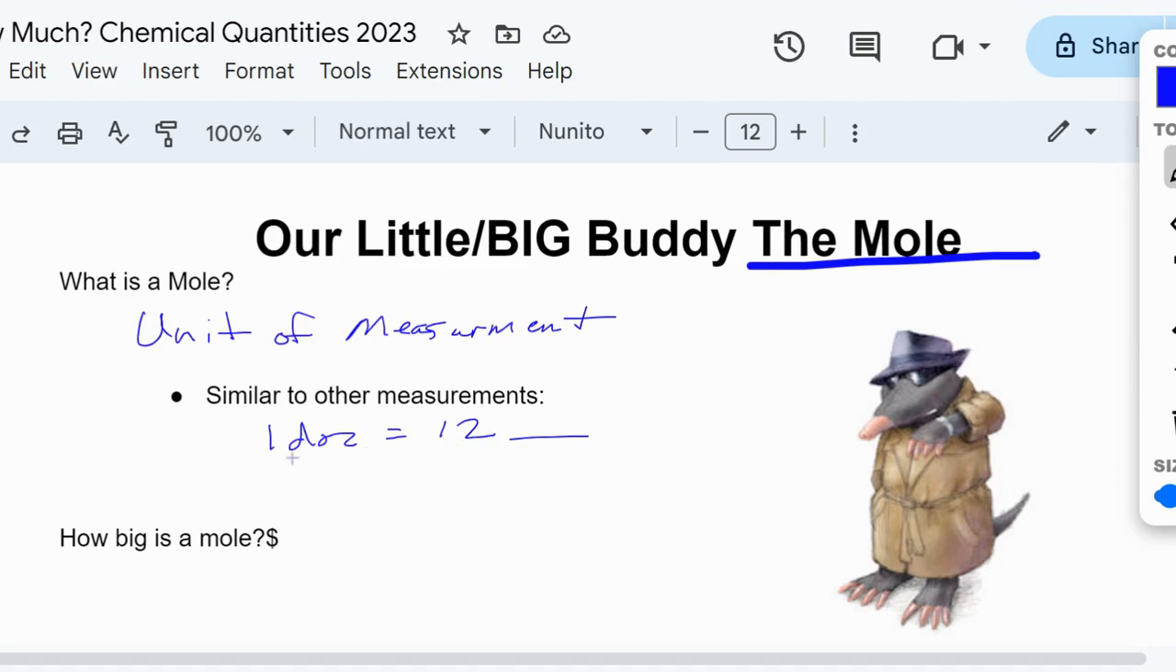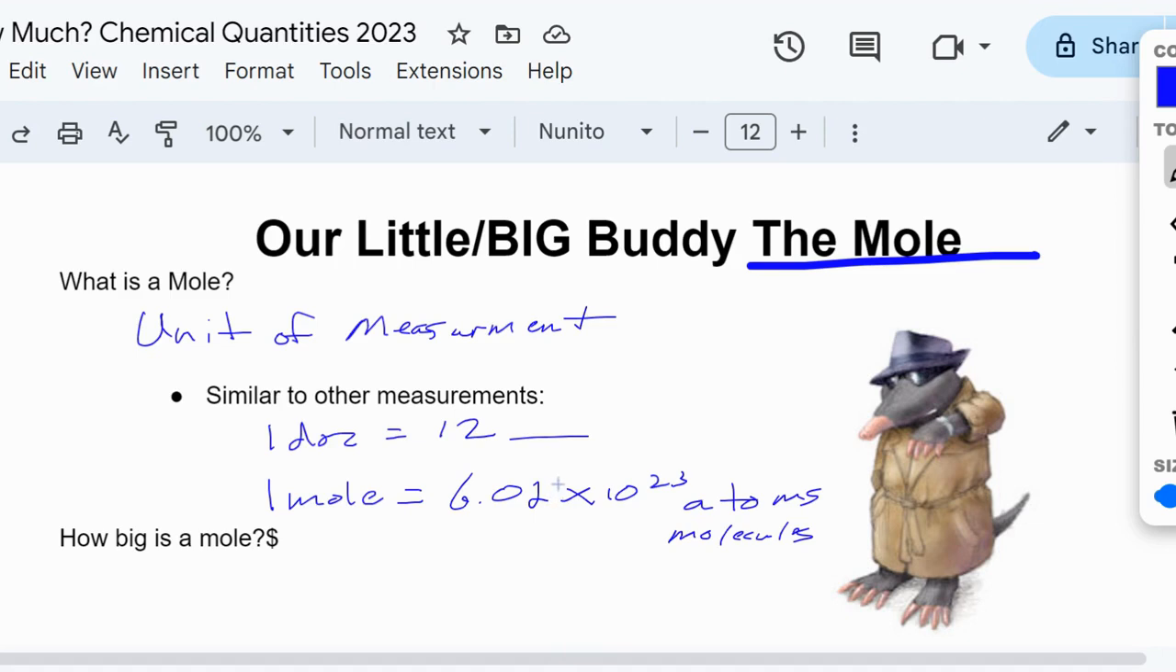cookies, 12 donuts. Okay, a mole says that 1 mole equals 6.02 times 10 to the 23rd atoms, molecules, AMUs, whatever. 1 mole equals that many donuts. So just like 1 dozen equals 12, 1 mole equals that number. That is called Avogadro's number, or 6.02 times 10 to the 23rd.